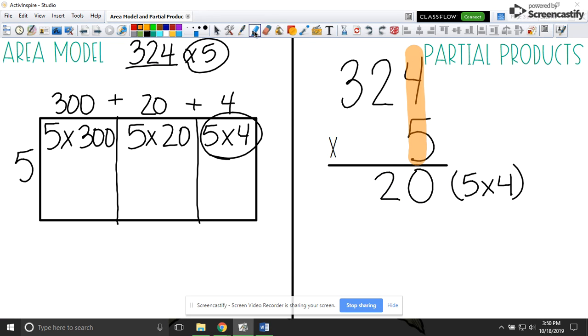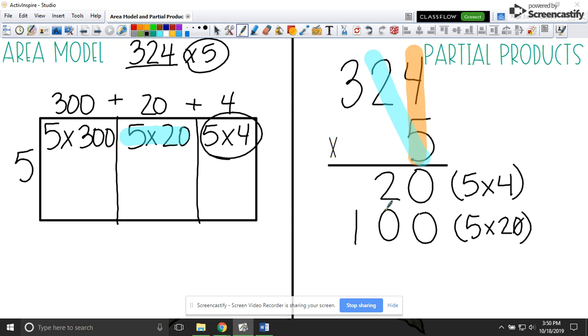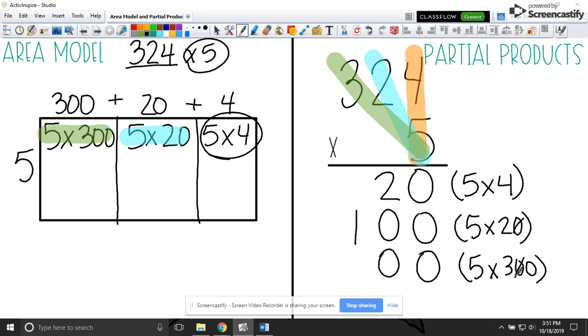Next, we're going to take that 5 and multiply it by 2, just like we did over here, understanding that that's not just a 2, it's really a 20. So now we have 5 times 20. I have 1 0, because 5 times 2 is 10. So 100 is 5 times 20. And then finally, we are going to do 5 times 3, understanding that it's not really just a 3, it's 300. So over on the side, we would write 5 times 300, 2 zeros, and 5 times 3 is 15.